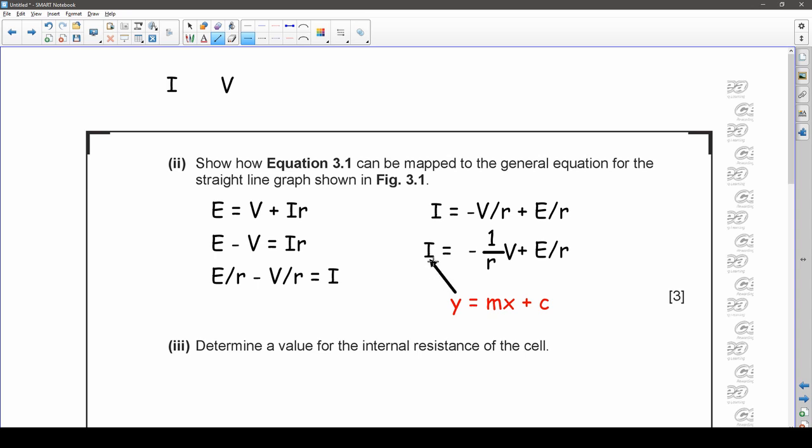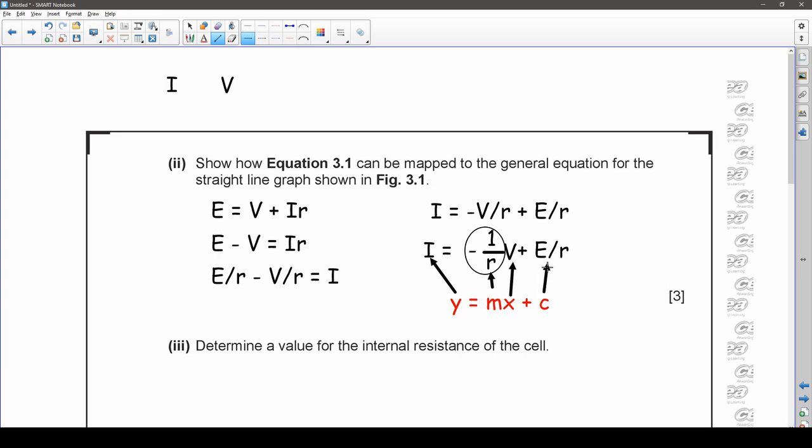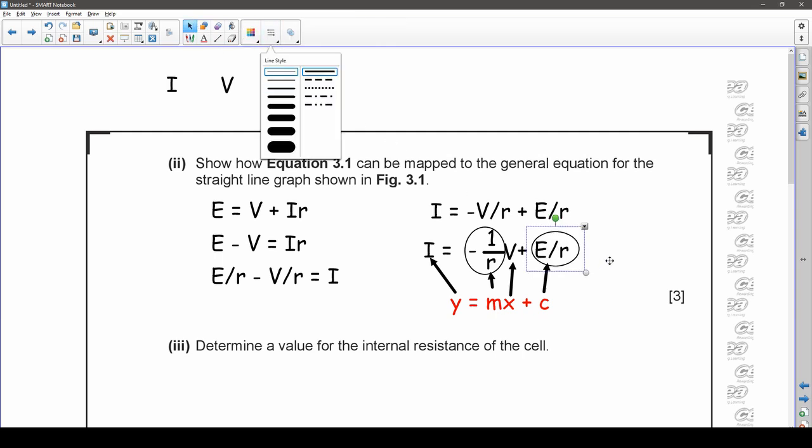Now, let's manage this. So we want y is I, x is V, m is negative 1 over r. And it's probably a good idea to put some circles around stuff. So draw big. So we'll circle that off and make that circle just a little bit thinner. So x is that, and then c is all of this. And that looks cumbersome, but it's definitely a constant. E is the EMF of the battery, r is the internal resistance. Both of those are constants, so E over r is definitely a constant. That's how I knew to put it out there.